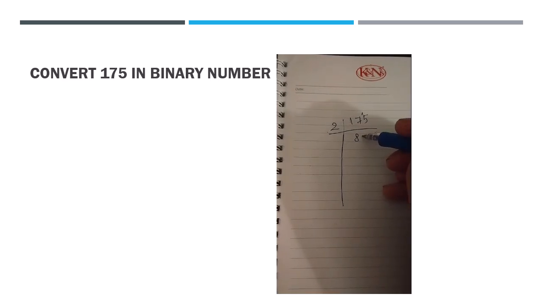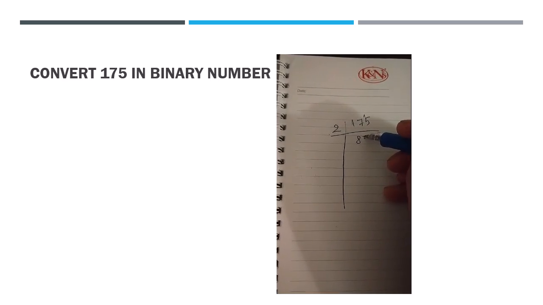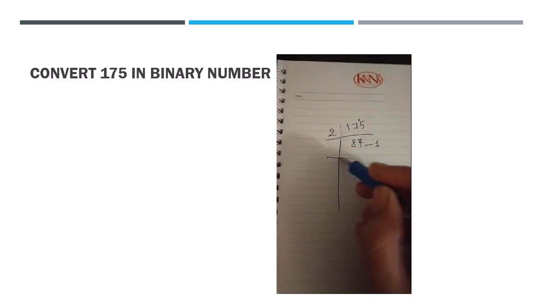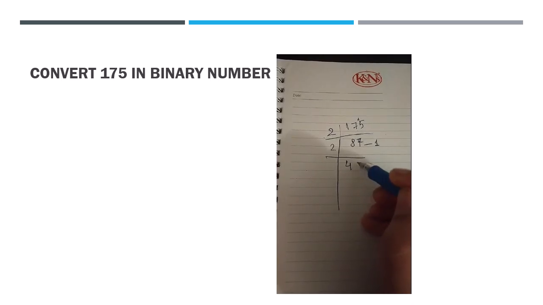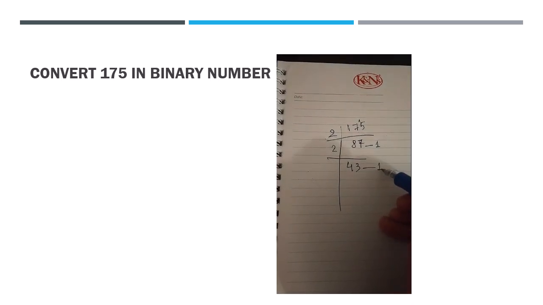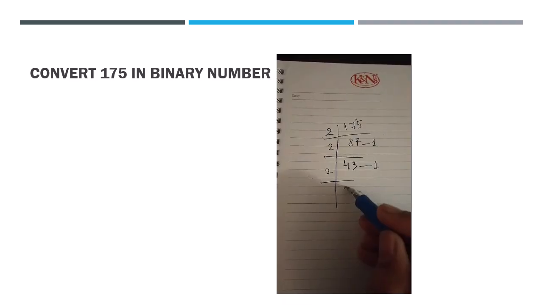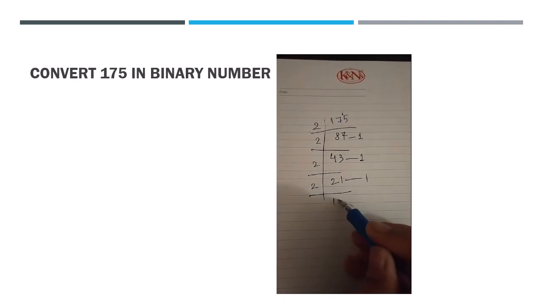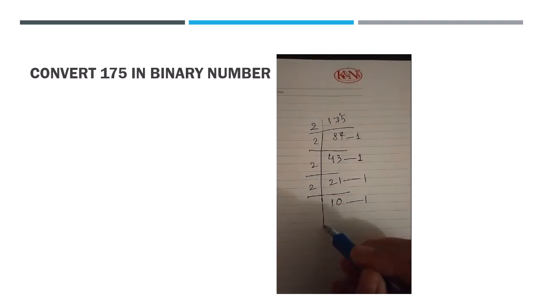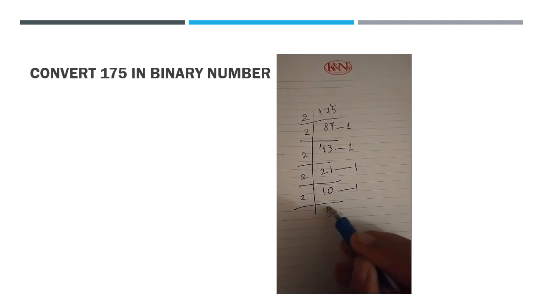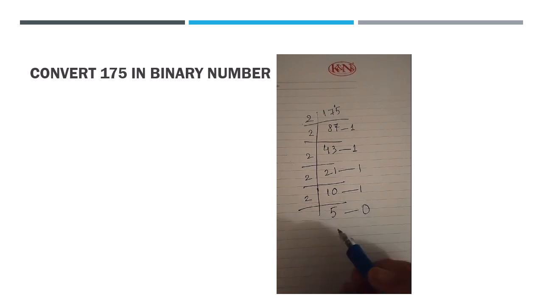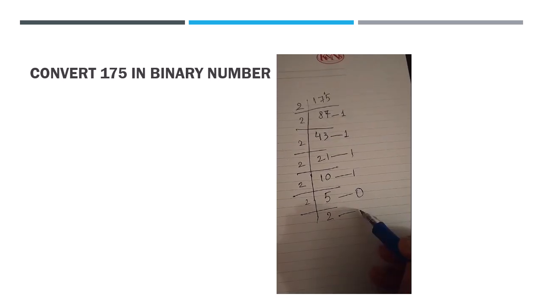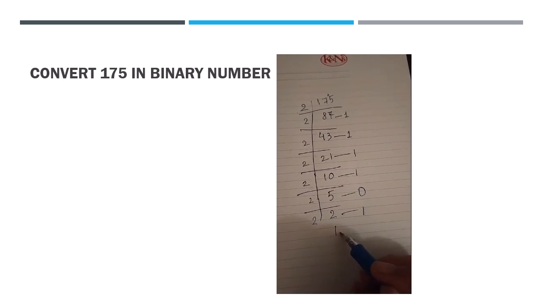Now 2 7 za 14, left 1. Similarly 2 4 za 8, 2 3 za 6, left 1. 2 2 za 4, 2 1 za 2, left 1. 2 10 za 20, left 1. 2 5 za 10, left 0. 2 2 za 4, left 1. 2 1 za 2, left 0.